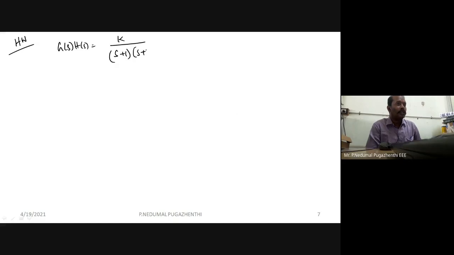So let me provide you a homework problem. Please make a note of this at least. The homework problem is: your transfer function is G(s)H(s) is equal to k by s plus 1 into s plus 3. Find the root locus plot for this. Also find the value of k in the table part. And if zeta is equal to 0.5, find the k value.